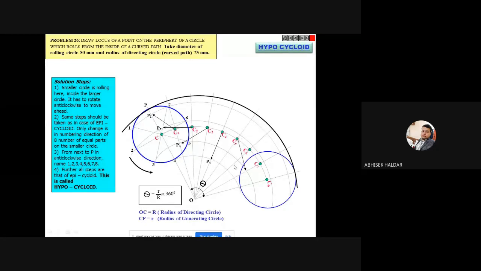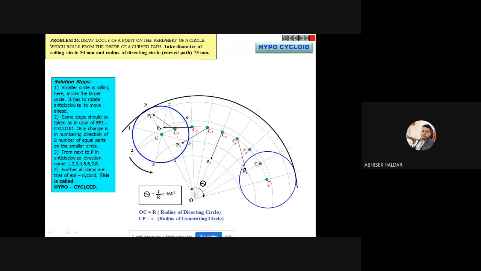From C5 I will cut the fifth line. Again you see, the fifth line can be cut from this side or from this side. I will cut on this side because this is my P point, which is rolling anti-clockwise. That means it will go in this direction. It will not go back again. So from C5 I will cut the fifth arc line. This is the 3, 5 line. That is nothing but P5.